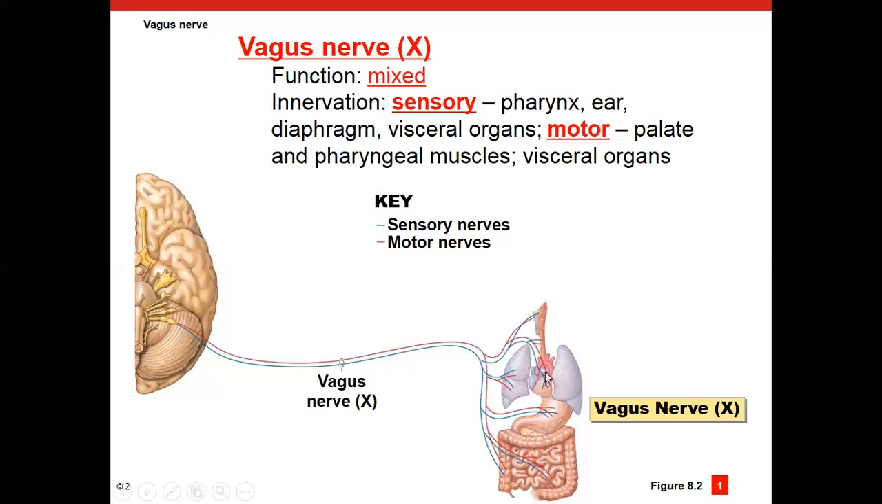So look at this innervation. There's the heart, the lungs, the stomach, small and large intestine. Up here is the pharynx area, so just below kind of the throat or just below the mouth.